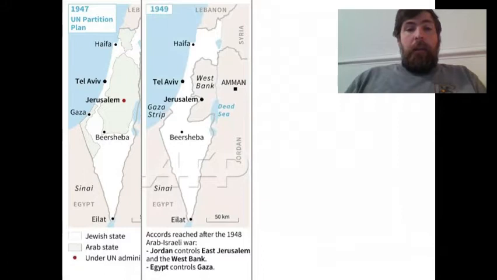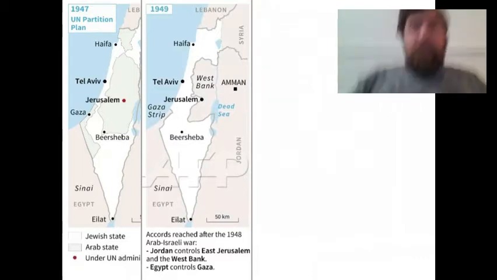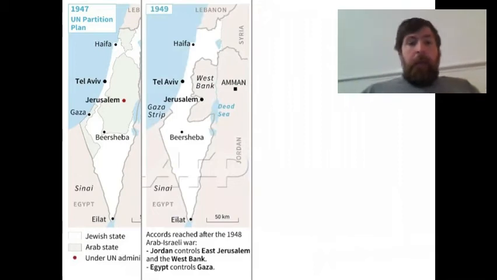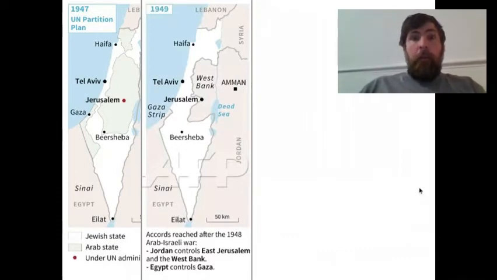By 1949, Israel had expanded and taken over some land and connected Jerusalem to the rest of Israel, and had marginalized the Palestinian people, making them less important and giving them less power.